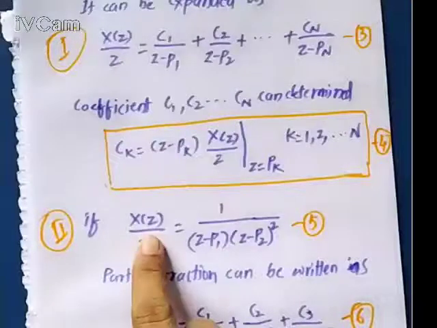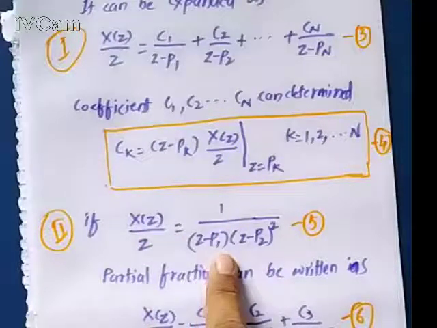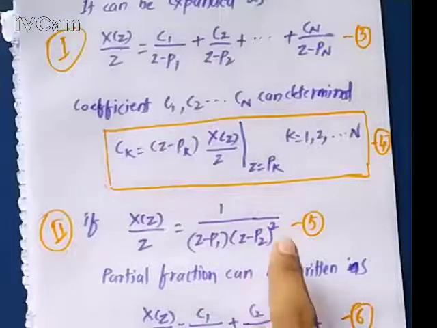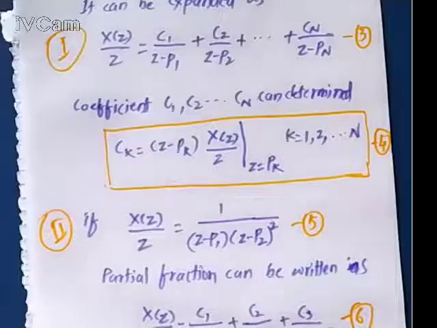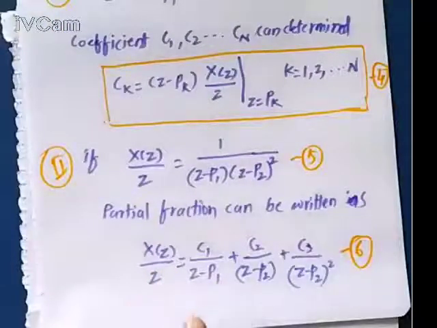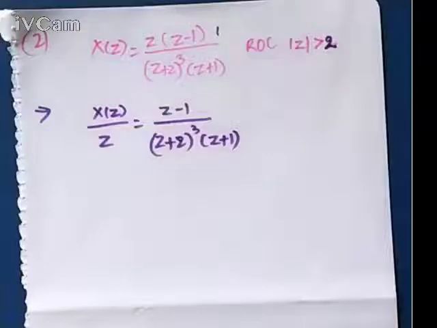Okay, here is the case, x of z by z equal to 1 upon z minus p1 into z minus p2 square, so for such an x of z by z representation, the partial fraction can be written like this: x of z by z equals c1 upon z minus p1 plus c2 upon z minus p2 plus c3 upon z minus p2 square. Now it is cube here. Okay, with cube you will get 4 terms. Remember, in that sense you will get 4 terms.